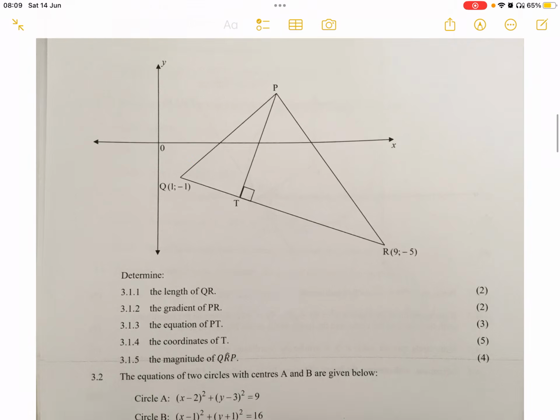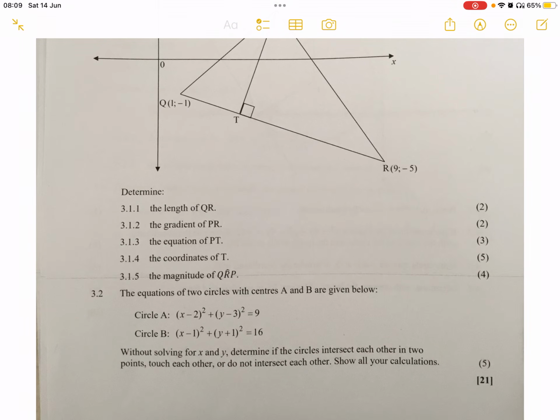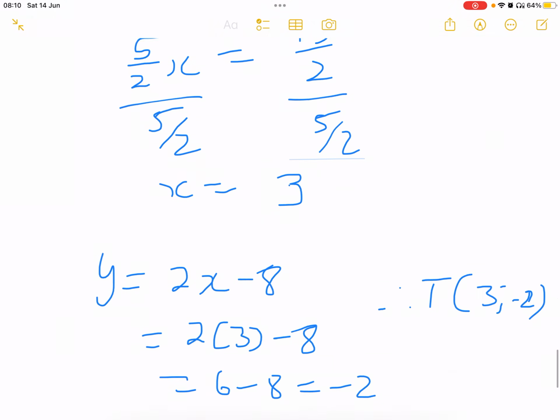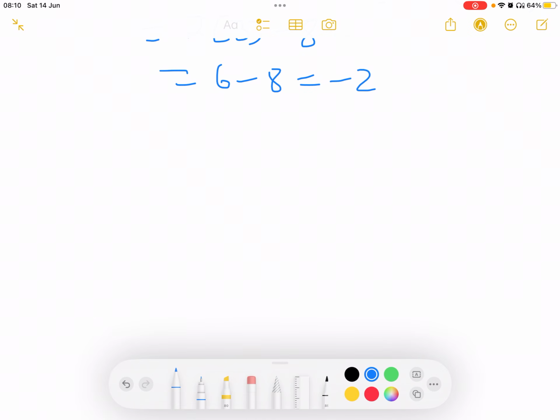3.15. Determine the magnitude of angle R from the triangle QRP. So there are like 4 different ways, and I chose the longest one to do this, which is cosine rule. I decided to just use cosine rule, and then I discovered you can actually just use your trig ratios. Maybe we can try one of them and then the rest shall follow. All right.